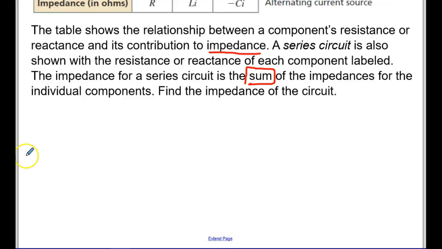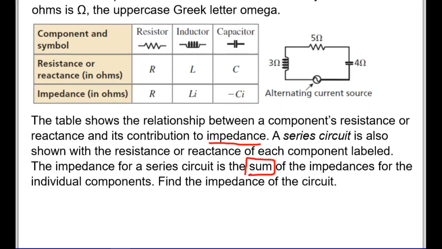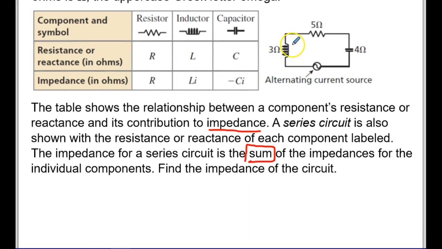So find the impedance of the circuit. Okay, so let's look at what we have here. So here I see I have an inductor, and I know that it's an inductor because it's a coil. So I know that it's going to be just Li. So I see I have 3 ohms, so this is going to be 3i. So continuing on, I see I have here a resistor with 5 ohms. So I can go ahead and place that. My impedance is just R there, so plus 5. And then as we continue, I have a capacitor with 4 ohms, and I see I have a negative Ci. So my C would be 4, and my i there.